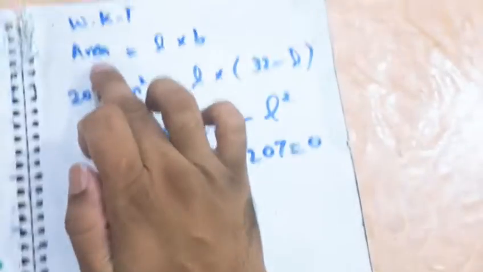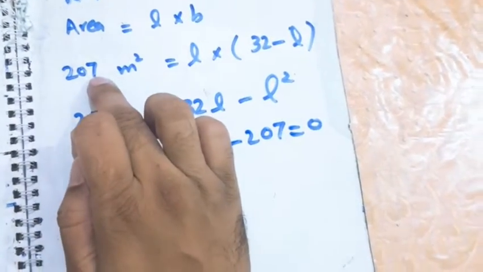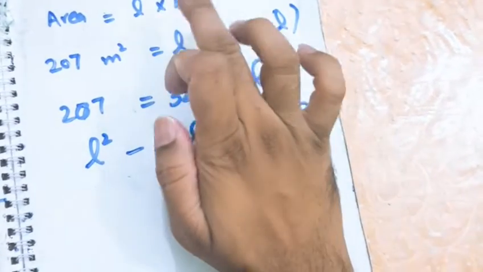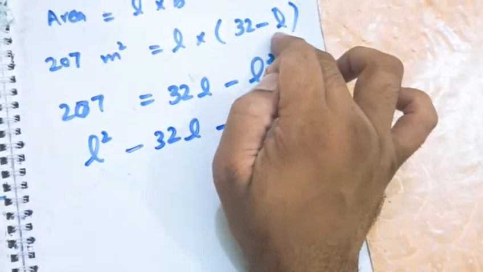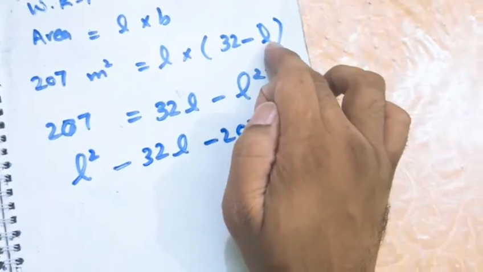And we know that area is equal to length multiplied by breadth. Just below the area, write the given area in the question, and in place of length write L, and a multiplication sign, and in place of B you can write the value supposed for B. In the previous step, I have supposed B's value is 32 minus L. So in place of B, I have written 32 minus L.